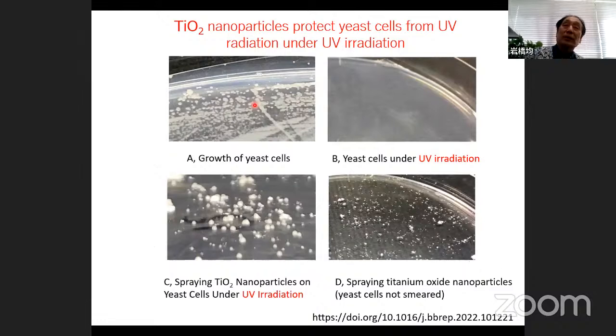Next is surprising. This is the yeast cell growing on the plate. Under UV conditions, yeast cells cannot grow at all because of UV. But if you spread titanium dioxide, you can see yeast cells are growing, and they made colonies. Of course, on TiO2 powder alone, no microbes grow because we already sterilized these before spreading these particles. Anyway, this shows titanium dioxide nanoparticles protect yeast cells from UV radiation. Why? I cannot believe it, because this is a completely different result from other scientists.